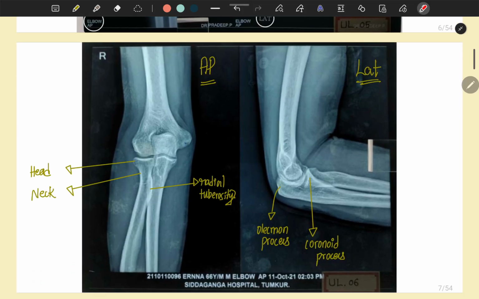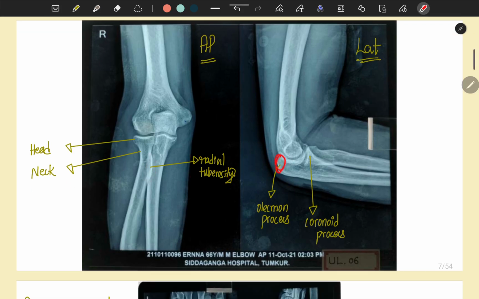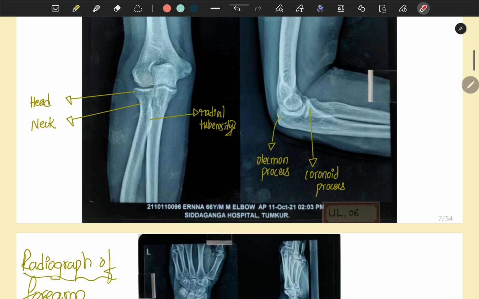Okay. Now coming to the next X-ray. Here you can see still prominently AP view, lateral view. This is the radius, the head of the radius you can see clearly, and the neck of the radius, and this is the radial tuberosity, prominent. And here you can see the ulna, the olecranon process, where it gets attached to the olecranon fossa, and this is the coronoid process. This is the olecranon, this is the coronoid process of the ulna.